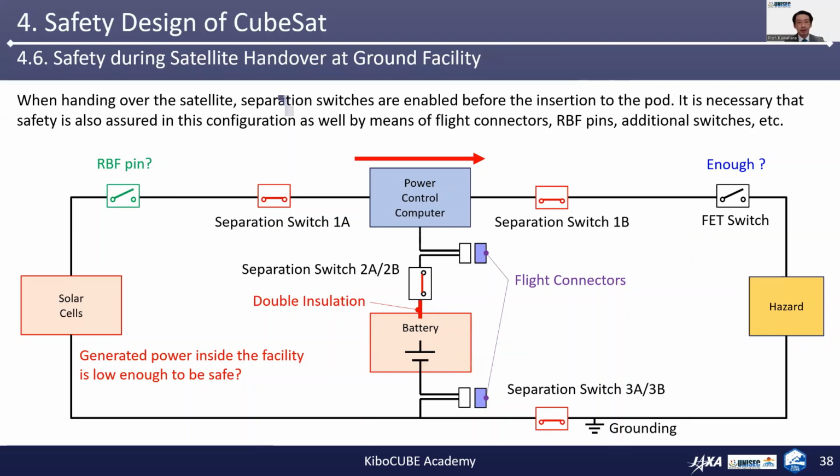Then, let's think about the safety aspects during the satellite handover procedure at the ground facility. When handing over the satellite, separation switches are enabled before the insertion to the pod. So, which means that the separation switches are in the position of the release situation. Therefore, it is necessary that safety is also assured in this configuration by means of other hazard controls, such as flight connectors, RBF pins, additional switches, etc. So this is illustrated in this slide.